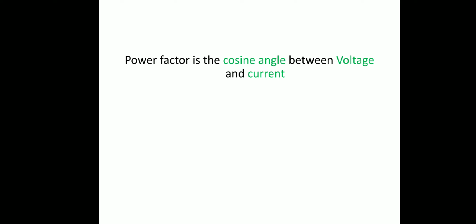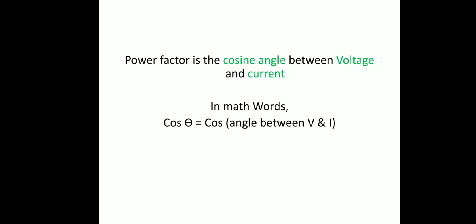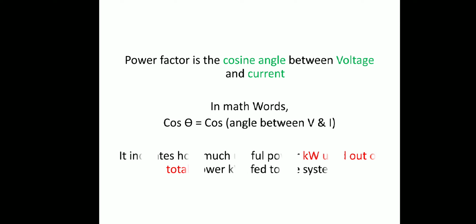Power factor is the cosine of the angle between the voltage and current. In the math world, we can indicate it by cos theta, where theta equals the angle between the voltage V across the system and current I fed to the system. Power factor indicates how much useful power, kilowatt, is used out of total power, kVA, fed to the system.